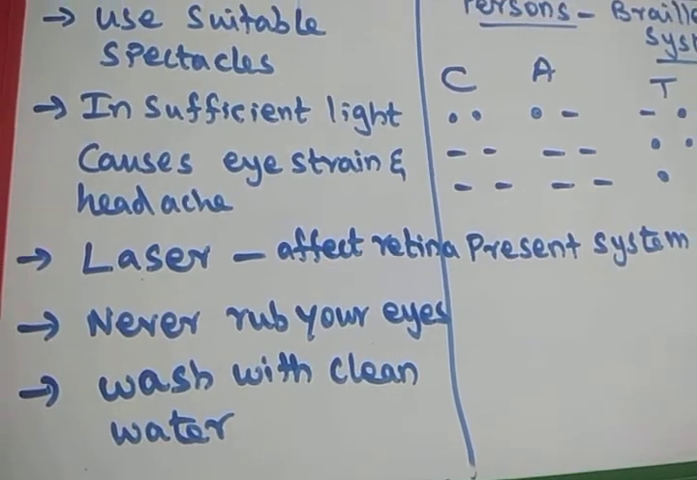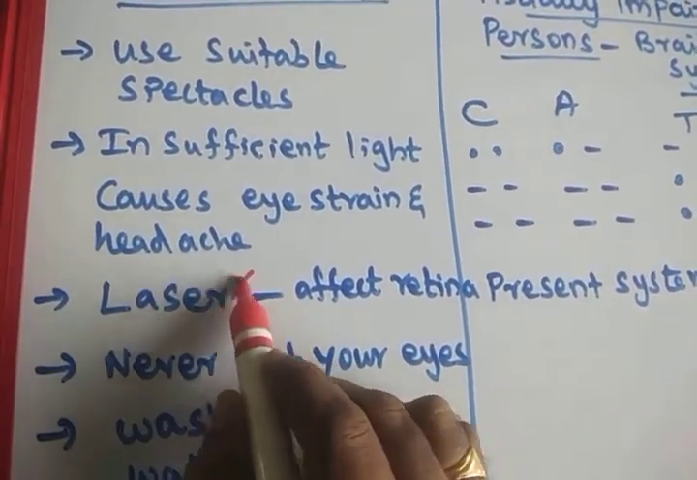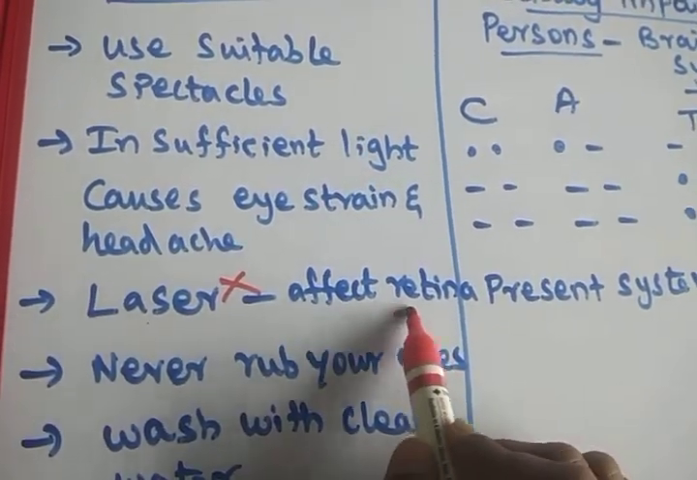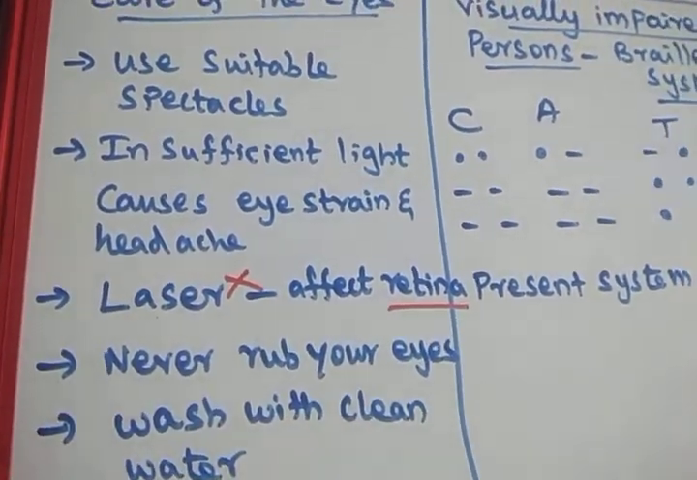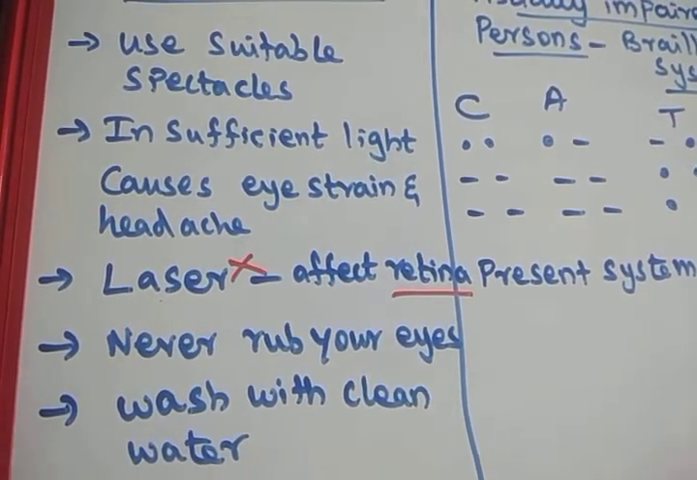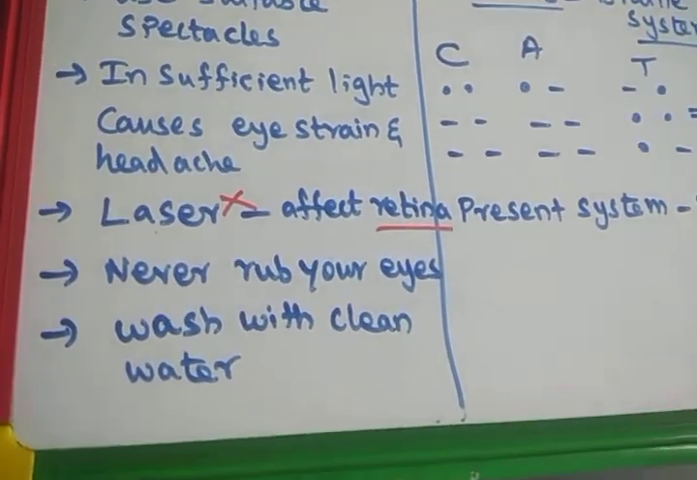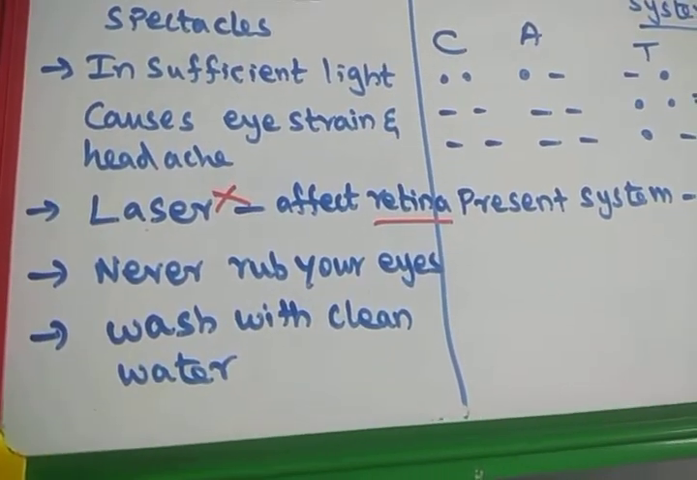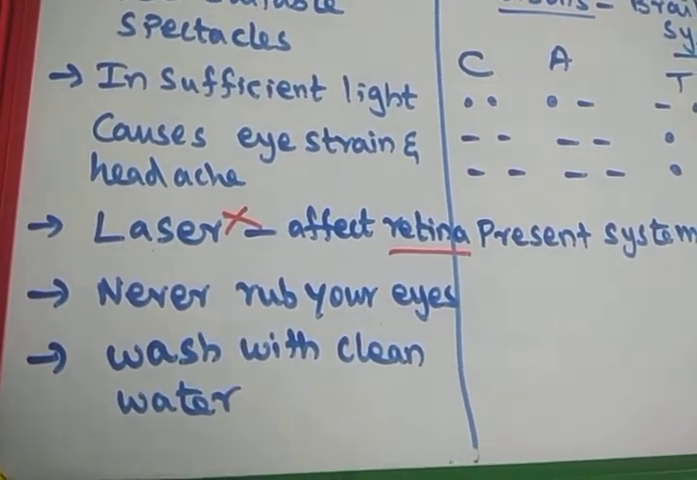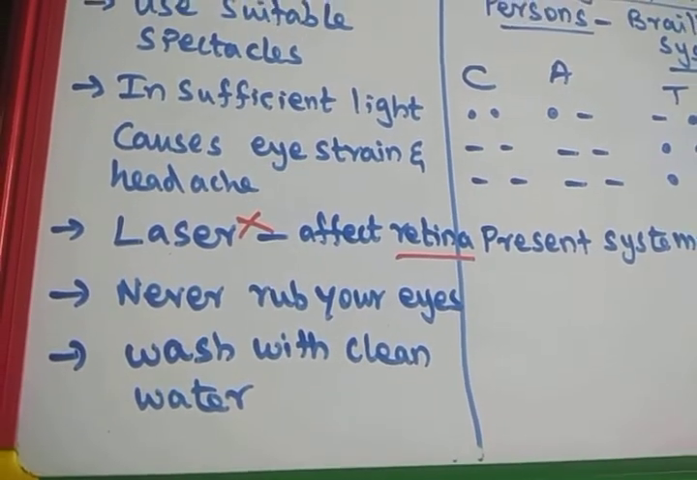Then, powerful laser light should not be allowed to fall on the eye. If it falls on our eye, what will happen? It will damage the retina. The retina is the part where the image is formed by the eye lens. Then never rub your eyes. If any particles fall on our eye, you have to clean the eye with water. The water should be very clean. So you should wash the eye with clean water.